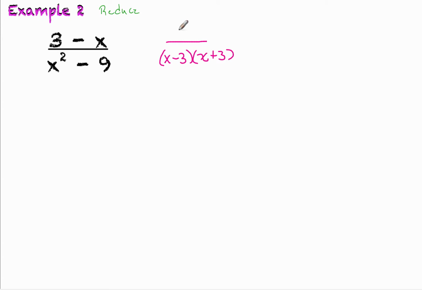And now on the top, we have 3 minus x. So our brain should be thinking, hey, 3 minus x and x minus 3 look a lot alike. So I can do one more factoring. I can, on the top, take out a greatest common factor of -1, which will leave me with -3 plus x.